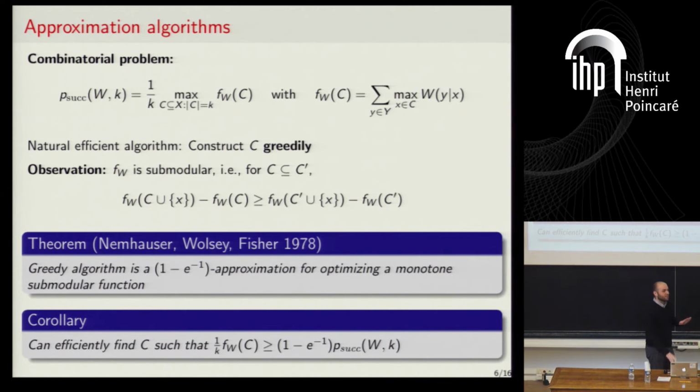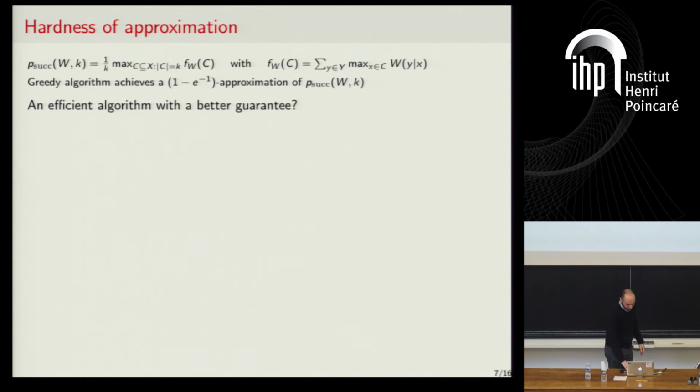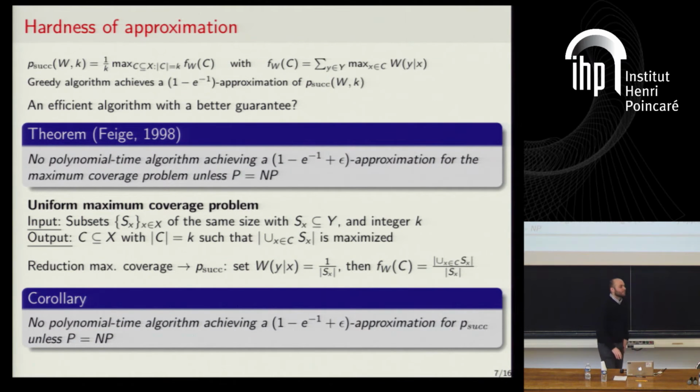Okay, so we find an efficient, polynomial-time algorithm for computing a code, that achieves this factor of 1 minus 1 over e. Okay, so the question now is, is it possible to find an efficient algorithm that is maybe a bit more complicated than this greedy algorithm, but that is still efficient and that obtains a better guarantee? Okay, so it turns out that no, 1 minus 1 over e is the right approximation factor.